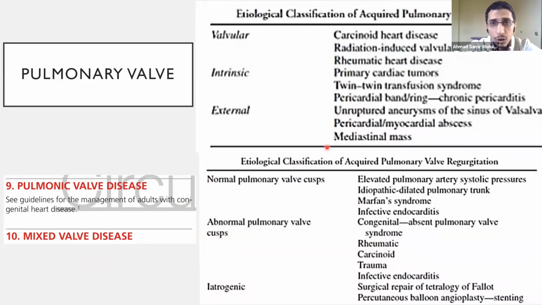However, for the acquired etiologies that we can meet and see in adults, for pulmonary valve stenosis, carcinoid, radiation, and rheumatic are the most common etiologies. And for pulmonary valve regurgitation, usually we see that with pulmonary hypertension, idiopathic causes, Marfan, and infective endocarditis.